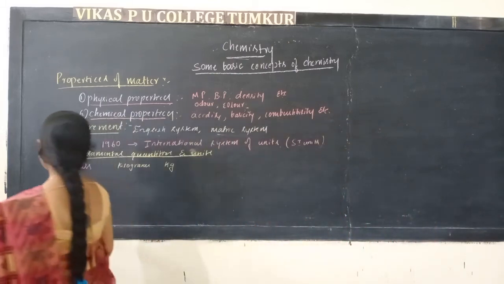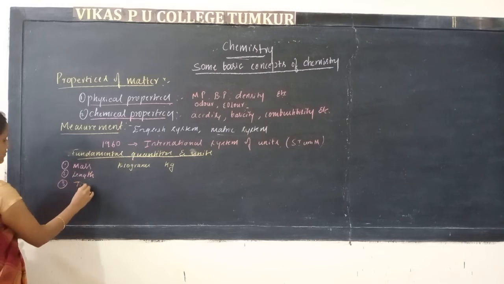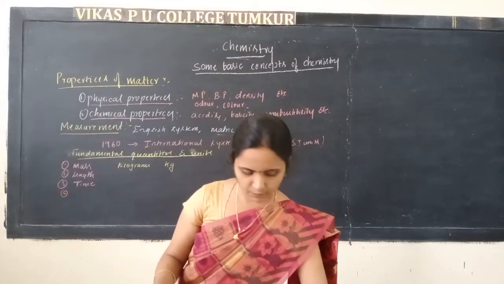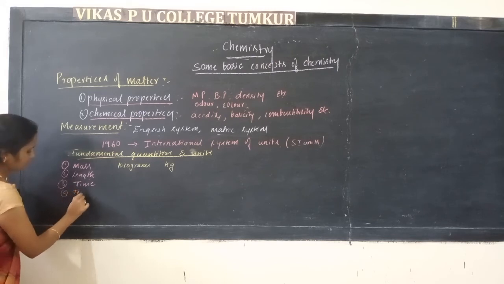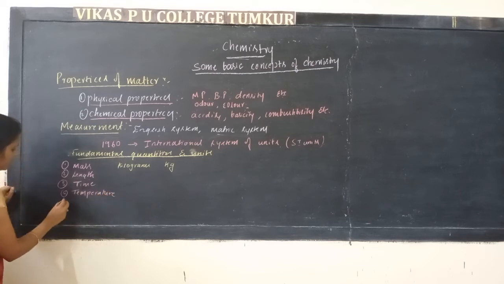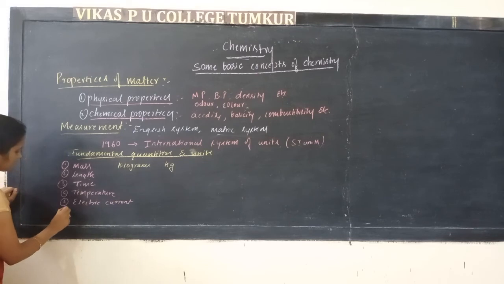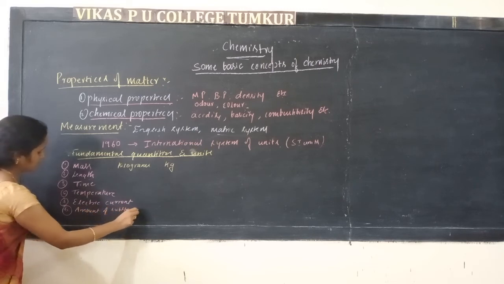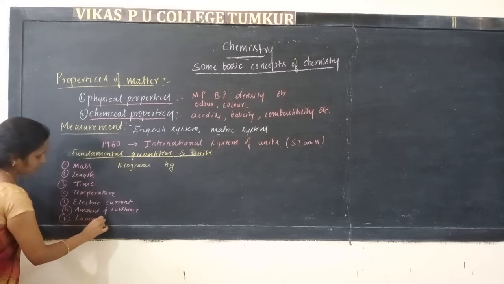The second one is length. Then time, then temperature, then electric current, then the sixth one is amount of substance, and the seventh one is luminous intensity.